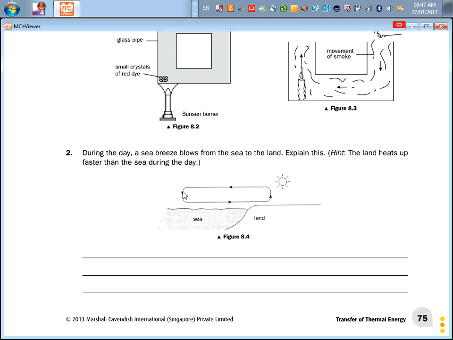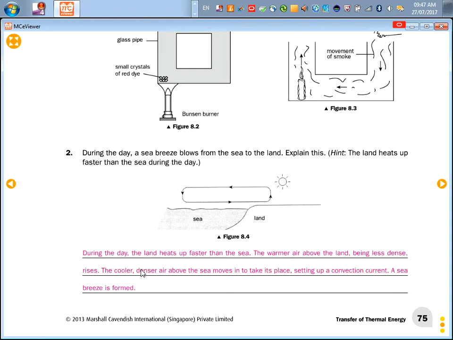Smaller spacing means smaller volume. Smaller volume means greater density. Greater density means it sinks. Don't say drop, say sink. Okay, rises here, sinks here. So we will complete the cycle, and that is the explanation.